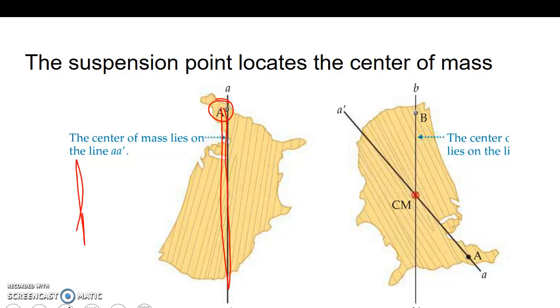So what we then do is take another point, in this case just turned it over, and hung it until it stood still. Once it stood still, we knew we had another line where the center of mass would be, and where these two lines intersect is the exact center of mass. So we can find the center of mass of an object if we can suspend it. So we suspend it, draw a line, suspend it on the other side, draw a line, and where those lines intersect, that's our center of mass.